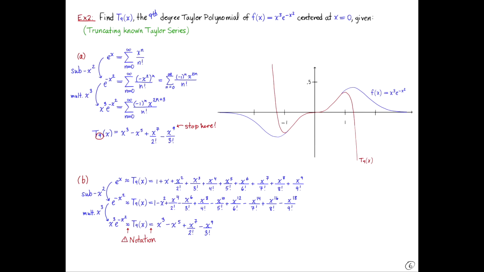And since we've reached the 9th degree term and we're looking for the 9th degree Taylor polynomial, we can stop here. Either method, we still get the same answer.